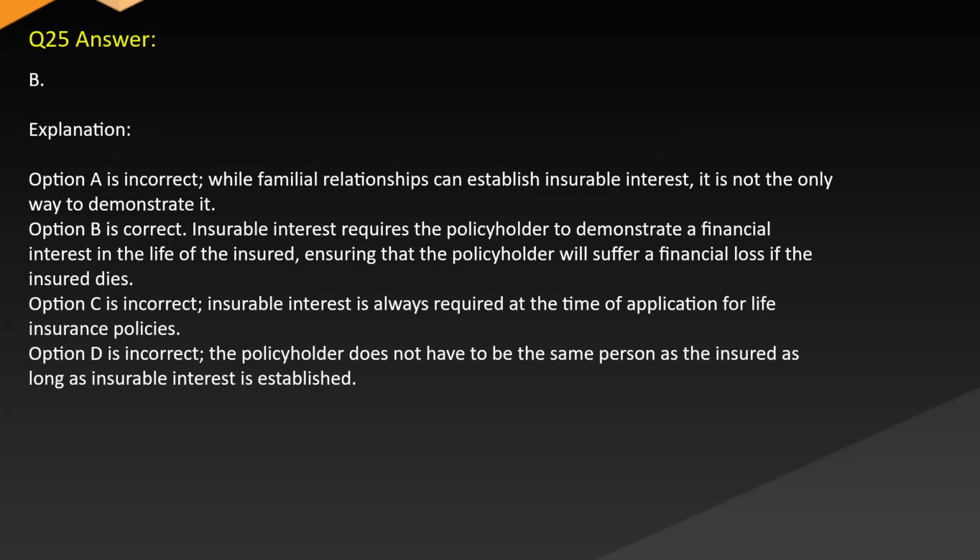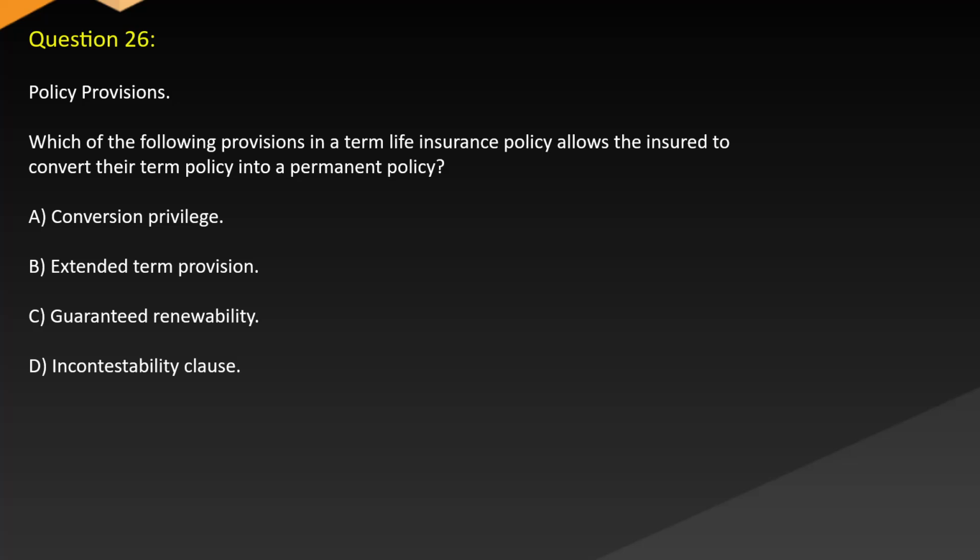Answer B. Explanation. Option A is incorrect. While familial relationships can establish insurable interest, it is not the only way to demonstrate it. Option B is correct. Insurable interest requires the policyholder to demonstrate a financial interest in the life of the insured, ensuring that the policyholder will suffer financial loss if the insured dies. Option C is incorrect. Insurable interest is always required at the time of application for life insurance policies. Option D is incorrect. The policyholder does not have to be the same person as the insured as long as insurable interest is established.